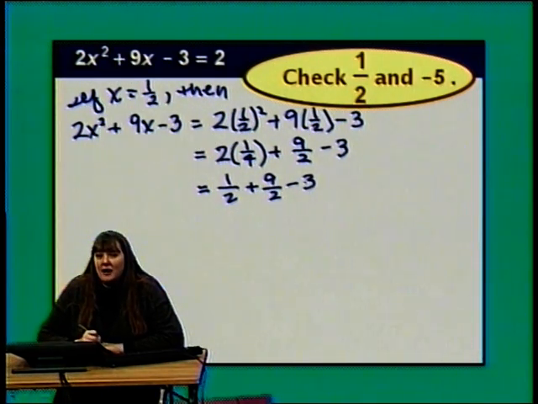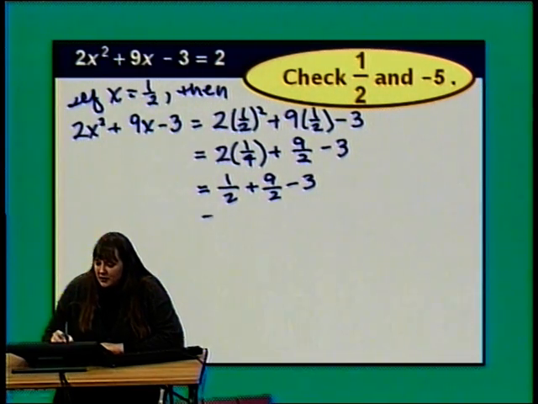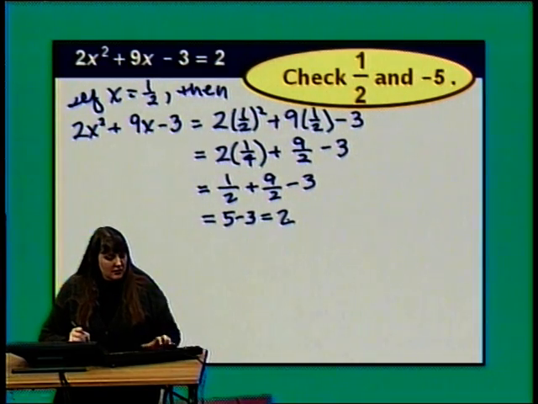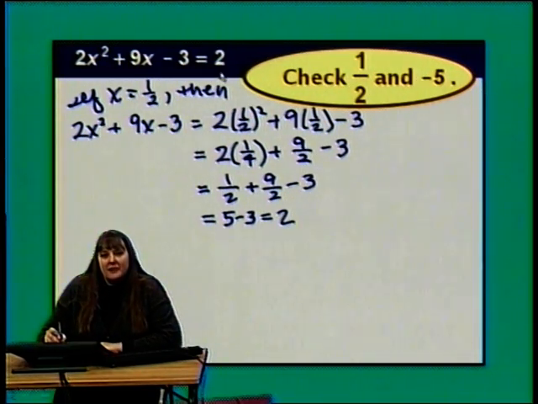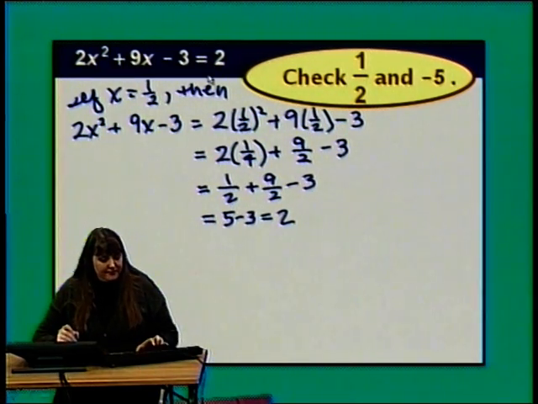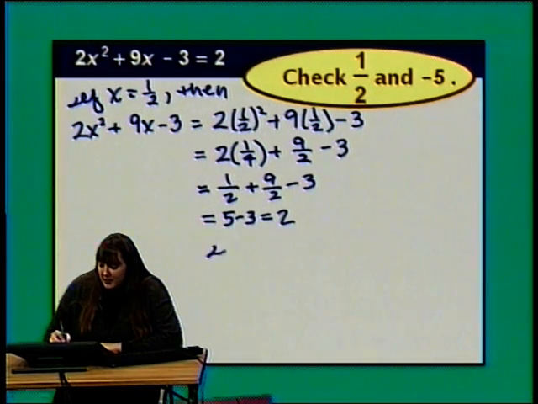1/2 plus 9/2 is 10/2. 10 divided by 2 is 5. So I have 5 minus 3, which is 2. Looking at my equation, that's what I wanted. I wanted 2x squared plus 9x minus 3 to equal 2. So my first solution checks. What about if x equals negative 5?